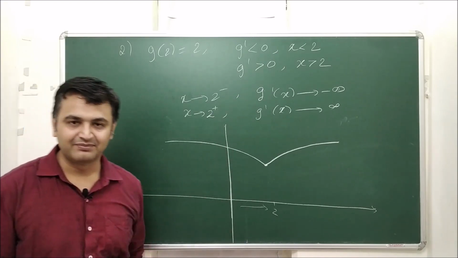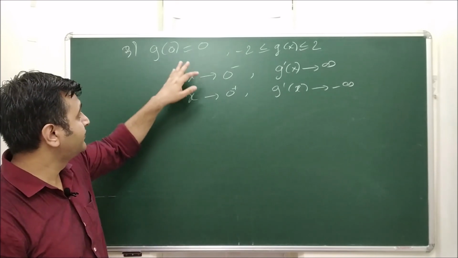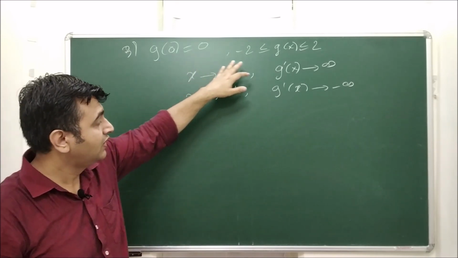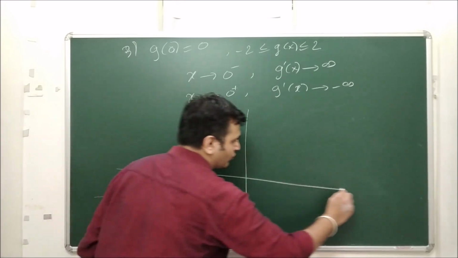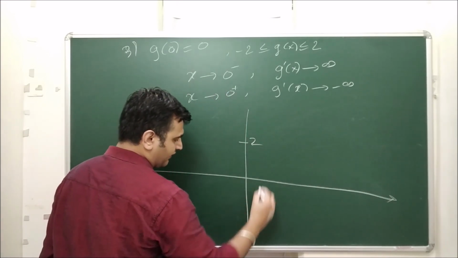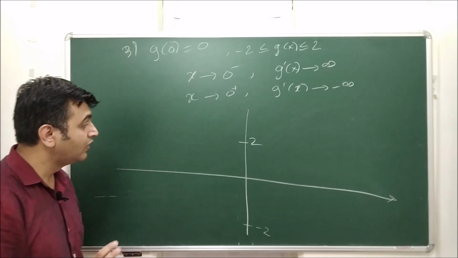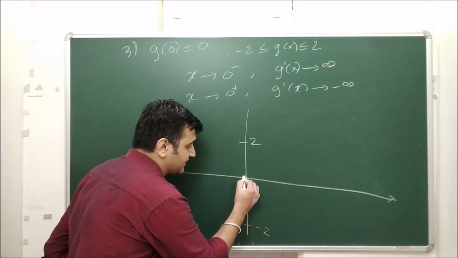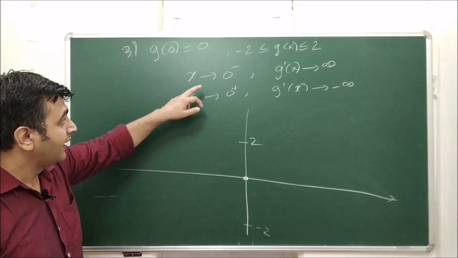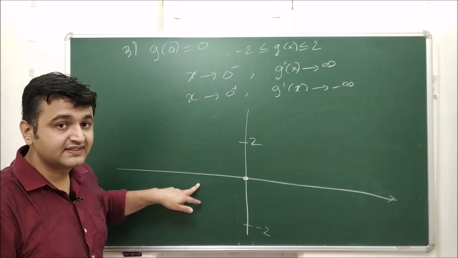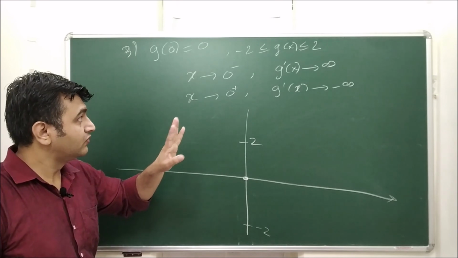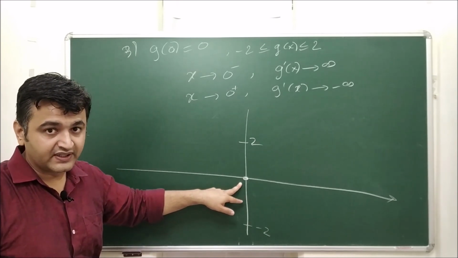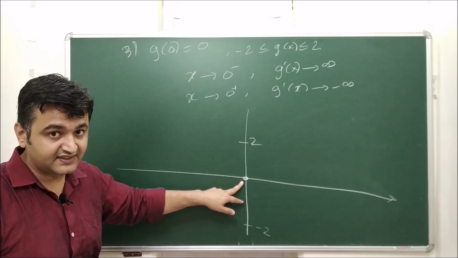Now let's take one more example. So in this example, at 0 it is passing through 0. The range of g is from minus 2 to 2. So I know the graph won't go beyond 2 and won't go beyond minus 2. It passes through 0, 0. As you approach 0 from left hand side, derivative goes to plus infinity. So obviously at 0 the derivative does not exist. So it's not a smooth graph at 0.